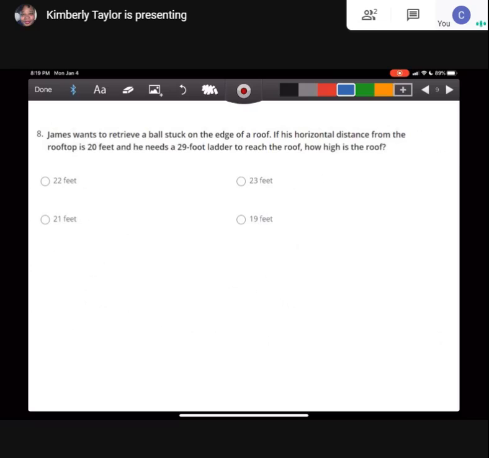So what we can do is, let's say that this is the roof here, and we'll just draw a line to represent the roof, and then there's a ball at the edge because that's what they said. All right, and so this is the ground. So drawing a picture is probably very helpful. And this is going to make a 90-degree angle, so we're going to end up using the Pythagorean theorem.